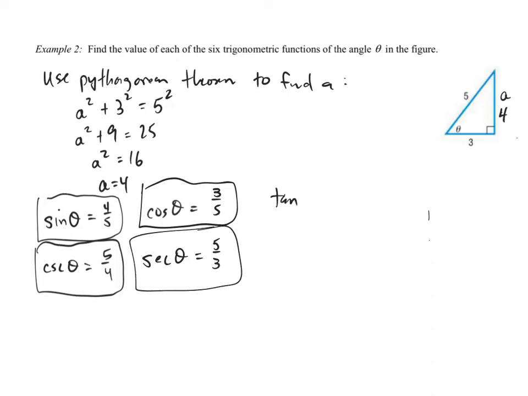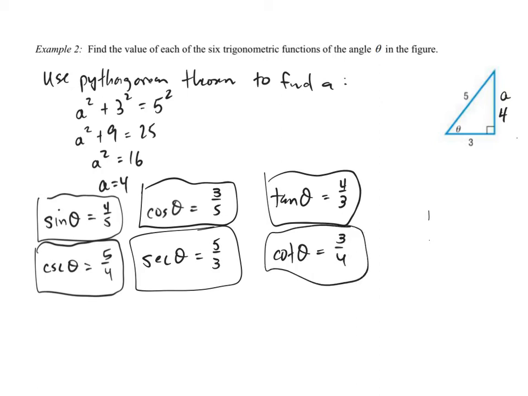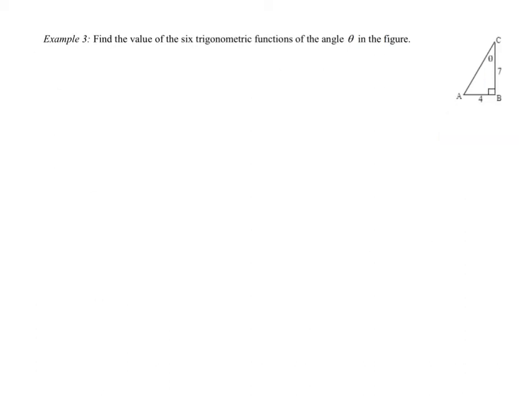And then finally, tangent theta is going to be the opposite over the adjacent. And the opposite side in this triangle is the 4, and the adjacent side is the 3. So this will be 4/3. And if tangent theta is 4/3, then I know that cotangent theta is just the reciprocal of that, which will end up being 3/4. So as you can see, if you can figure out what sine, cosine, and tangent are, finding the reciprocal functions should be pretty straightforward.